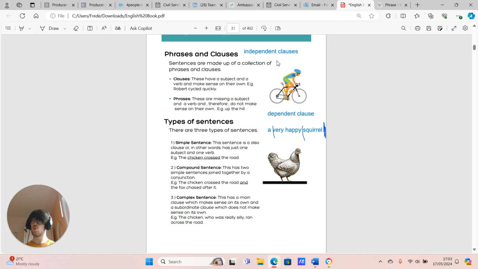The sentence, who was really silly, is not a sentence. It doesn't make sense. It's a phrase. It's a dependent clause. But when you put it in the middle of this independent clause, the chicken ran across the road, the chicken, who was really silly, ran across the road. Suddenly, this dependent clause, which on its own doesn't make sense, works within the context of the independent clause. It adds information to the independent clause, but it can only do that because it's helped by an independent clause.